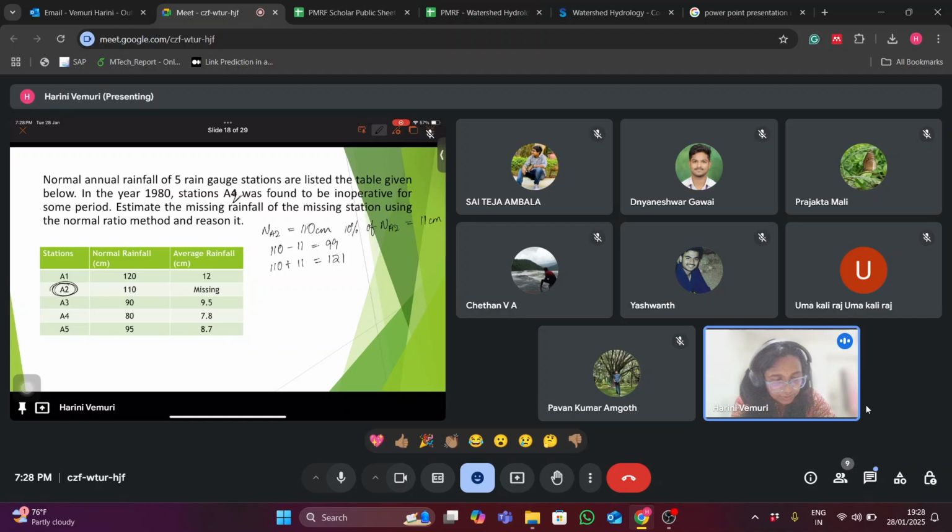Okay, now try to check if all the normal rainfall values for the stations A1, A3, A4, A5 are within this range of 99 to 121. So we can see that this station's normal rainfall, and this one also, is not within the range of 99 to 121 mm. Okay. Hence, we will go for the normal ratio method.